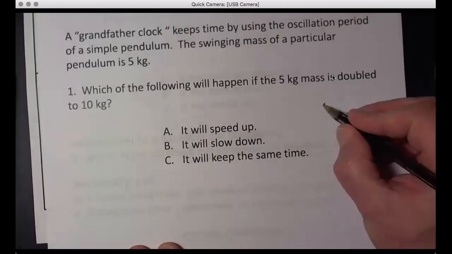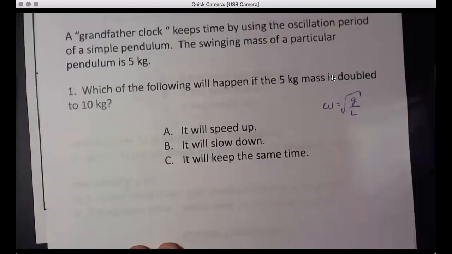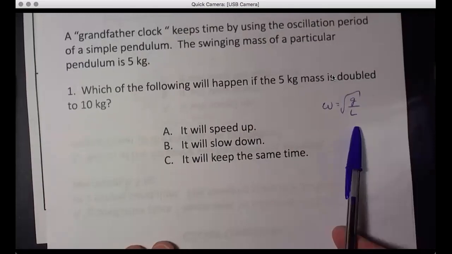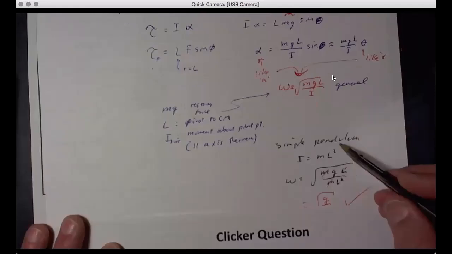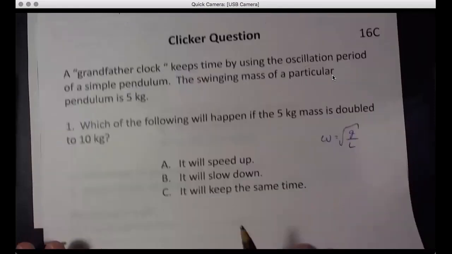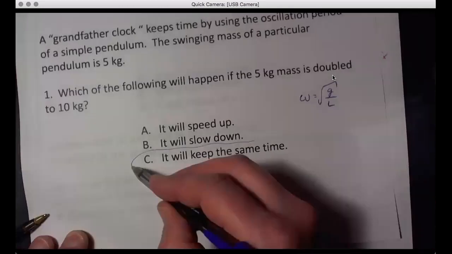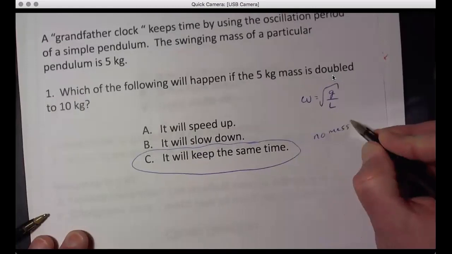So you write down omega is equal to square root of g over L. You know what happened to the masses? They canceled out. Where did they cancel out? Right here, that's where they canceled out. They're gone, and so it stays the same. No mass for the simple pendulum.